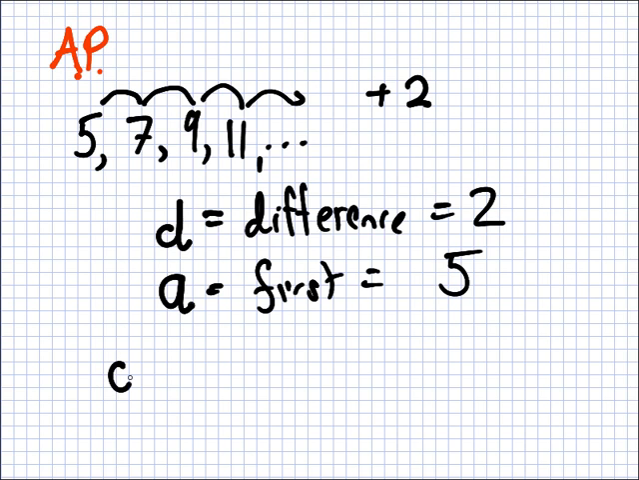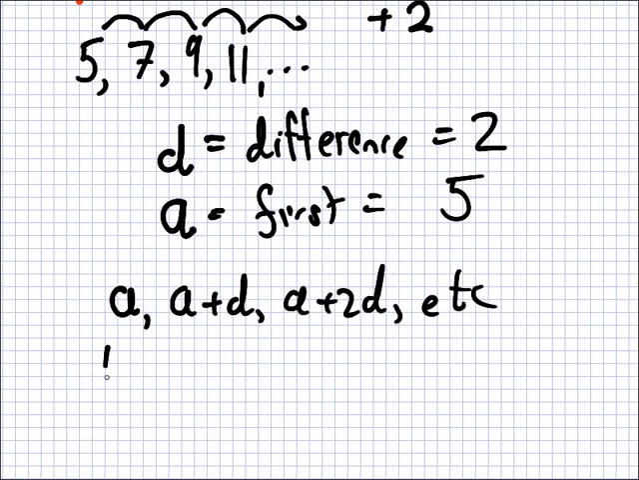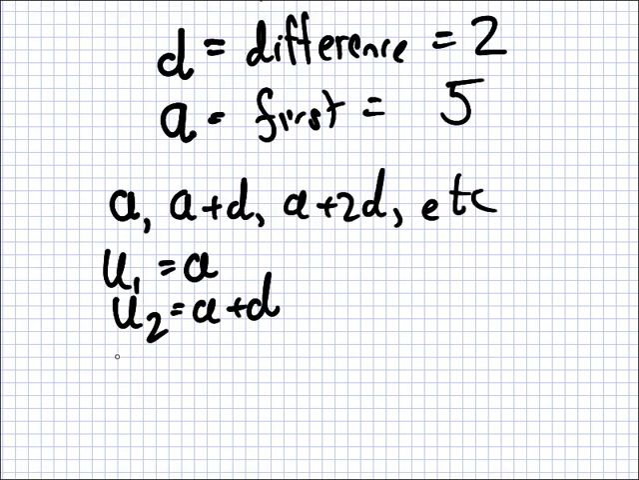So let's say we start off with A, then the next term should be A plus D, and the next one should be A plus 2D, etc. Yeah? So we can say U1 equals A, U2 equals A plus D, and then U3 equals A plus 2D. So we can see what's happening here.